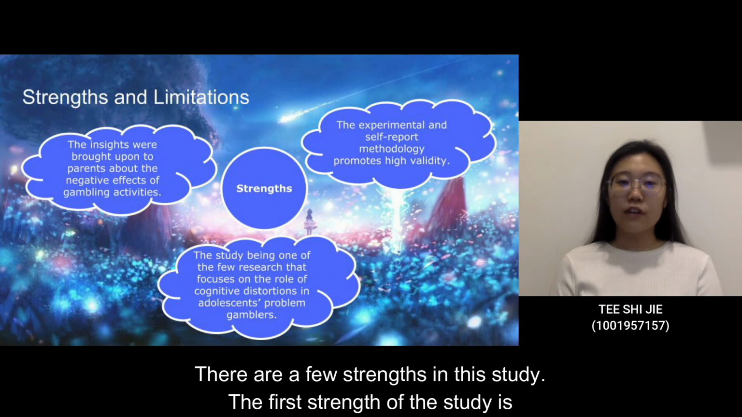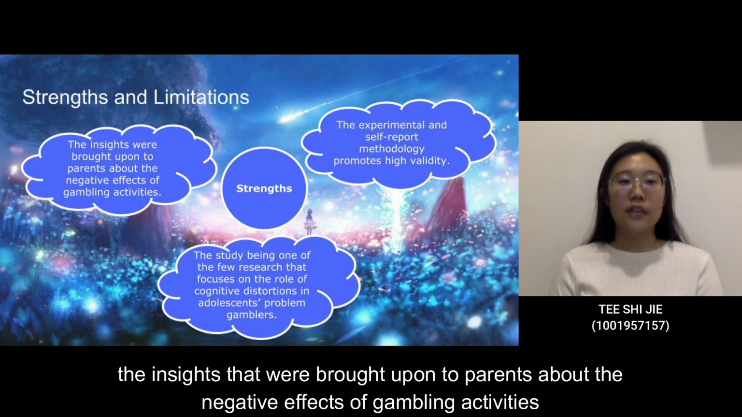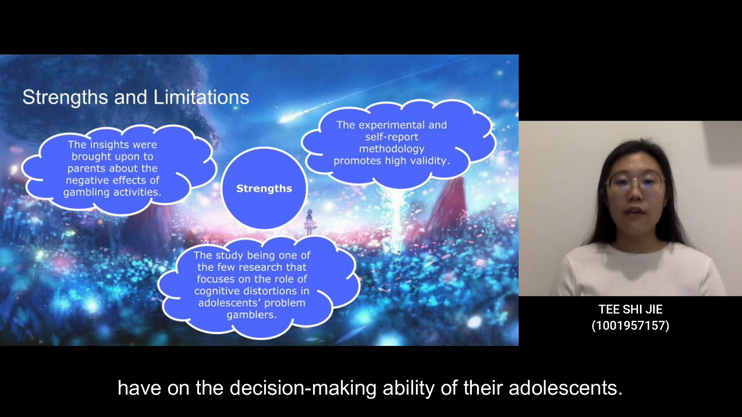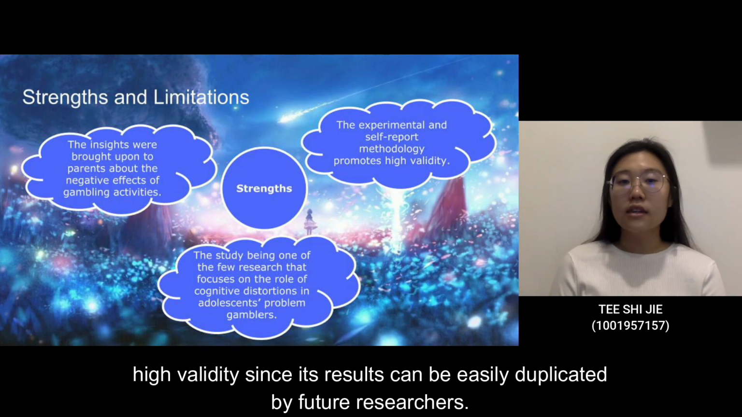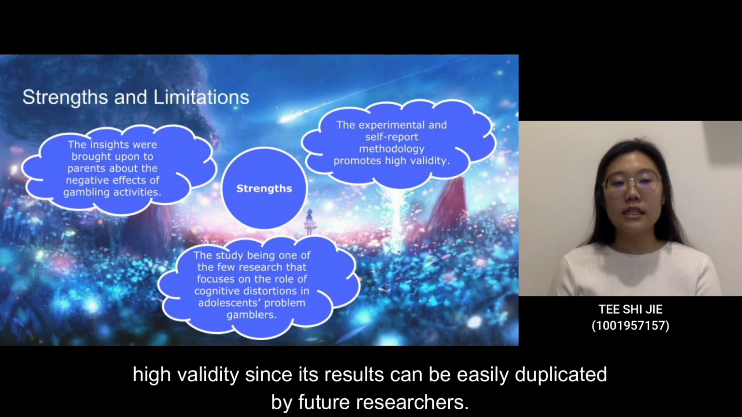The first strength of the study is the insight brought to parents about the negative effects that gambling activities have on the decision-making ability of their adolescents. The second strength is the experimental and self-report methodology used in this study, as it promotes high validity since its results can be easily duplicated by future researchers.